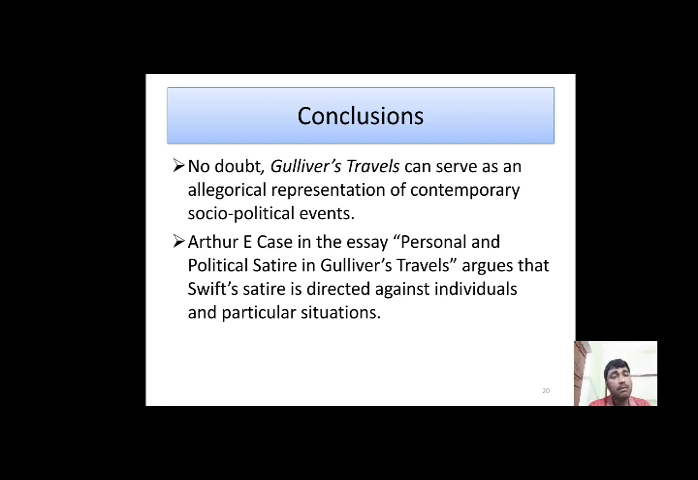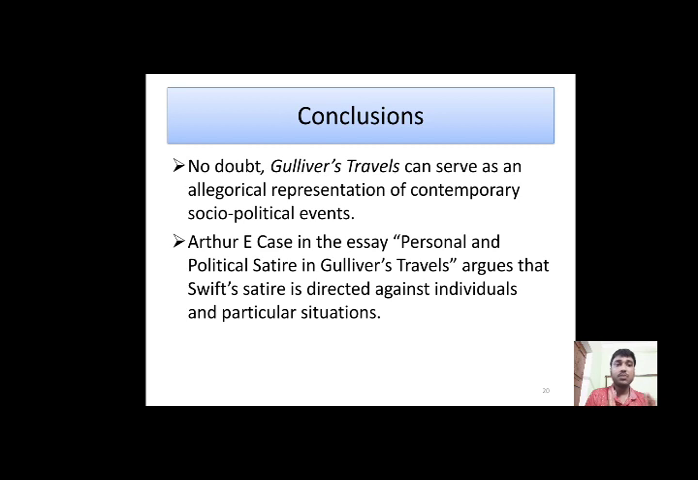Because Downey argues that there is no substantial evidence to support Arthur Case's mistaken belief that Oxford and Bolingbroke, Earl of Oxford and Bolingbroke, could not openly negotiate with France. Now, here, Case argues that the war with Catholic France was brought to an end because of the secret negotiation of the Earl of Oxford and Bolingbroke. But Downey says, no, that was not the case.